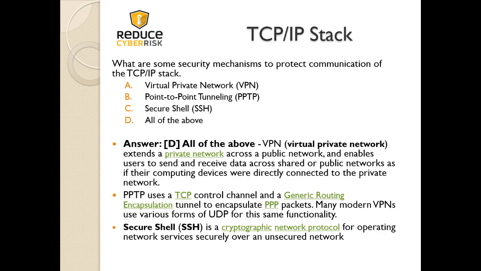The first question is about the TCP/IP stack. What are some security mechanisms to protect communication of the TCP/IP stack? A, virtual private network, VPN. B, point-to-point tunneling protocol, PPTP. I always say that like it's fun. C, secure shell, SSH, or D, all of the above. Which of the security mechanisms are designed to protect communications of the TCP/IP stack?